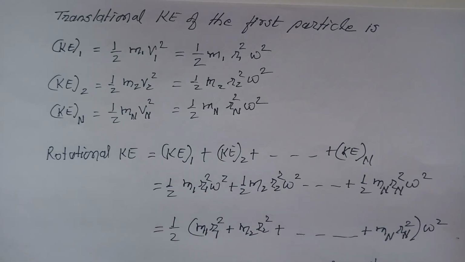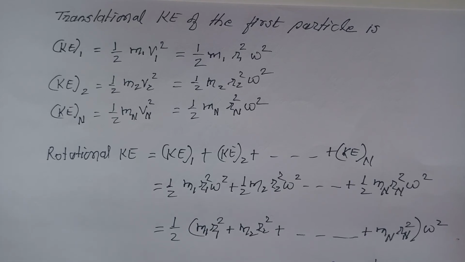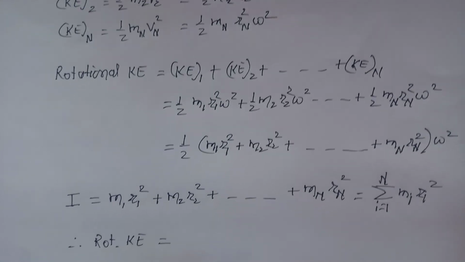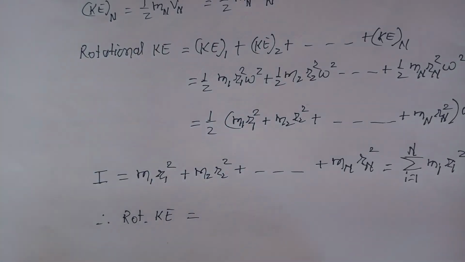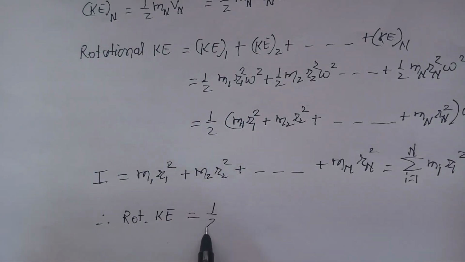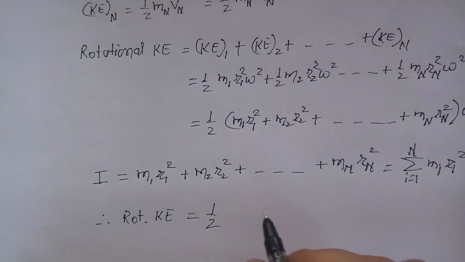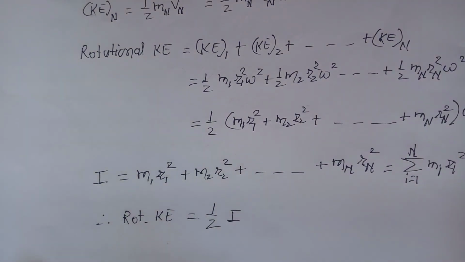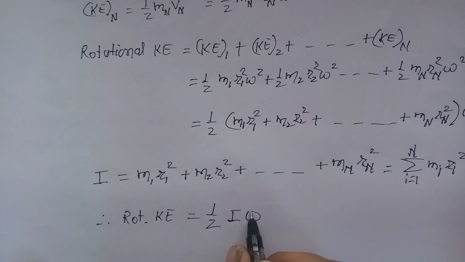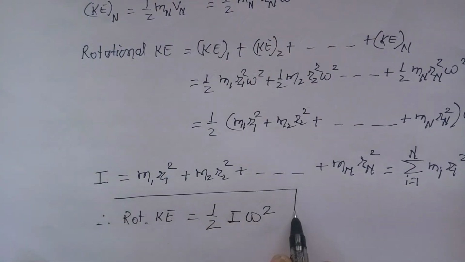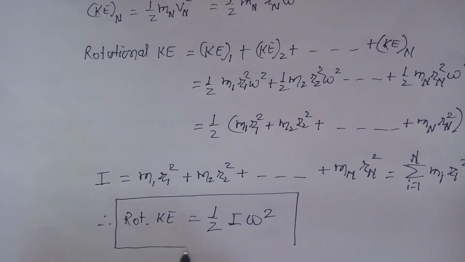Therefore I can say the rotational kinetic energy, that is the kinetic energy of a rotating rigid body, is equal to half, and instead of this bracket I can put I, and here I put omega square. So the kinetic energy of a rotating body is equal to half I omega square.